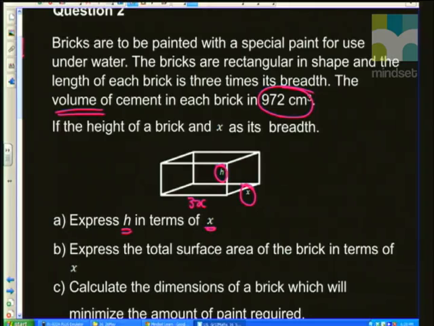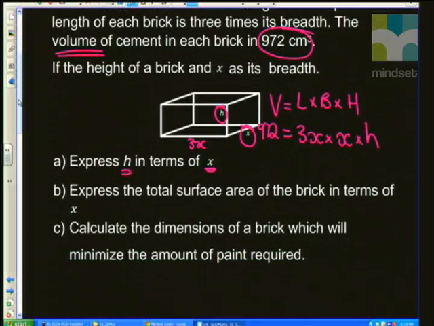So that's going to imply, guys, that we're going to have to go to our volume formula. The volume of a rectangular prism is the length times the breadth times the height. The length is 3x. The breadth is just x. The height is h, okay? The volume, we have been told, is 972 centimeters cubed, all right? So we're going to use that as a starting point, and we're going to say, okay, 972 is then equal to 3x squared times h, being your height.